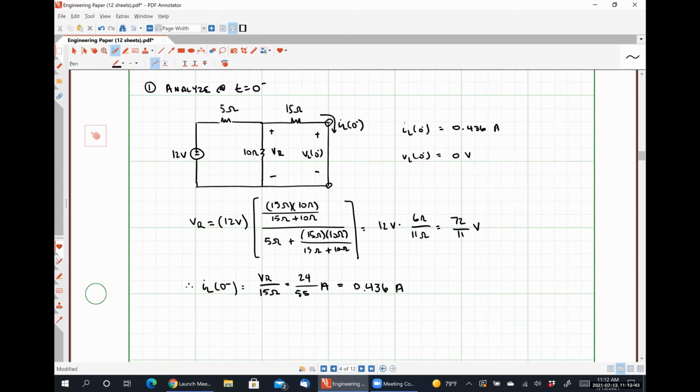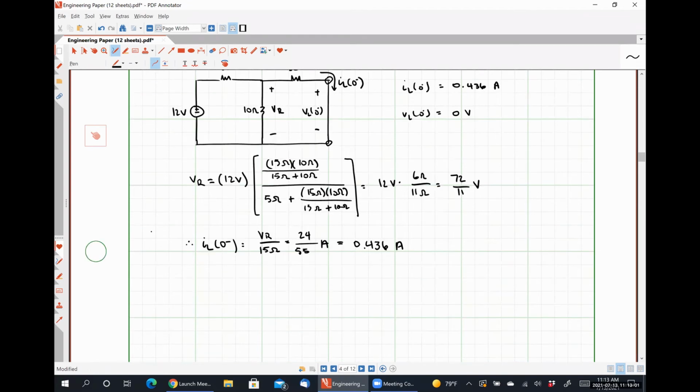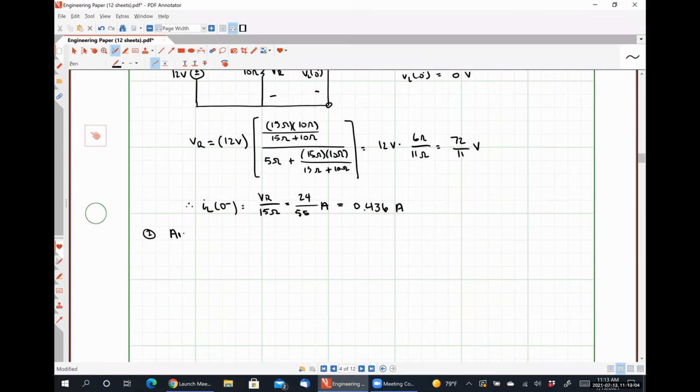All right. Any questions about the circuit analysis steps that we took there? All right, moving on. We're going to analyze the circuit at t is equal to 0 plus now. So in this case, we still have our 12 volt source, but our switch is an open circuit.